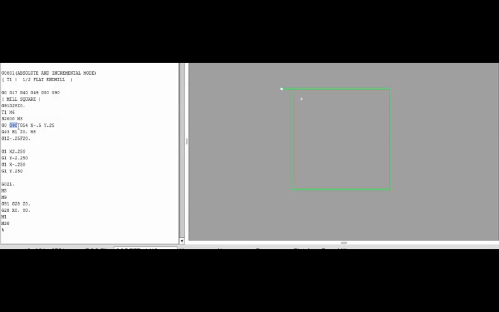Now, the way we put it in absolute mode is on this first line where we are rapiding to our start position and we tell it to go in G90 mode. So the G90 puts us in absolute mode, meaning all of our coordinates are in relation to this origin. Alright, so just by changing this G90 to a G91, we'll change it from absolute to incremental mode. Now, let's take a look and see what happens when we do that.